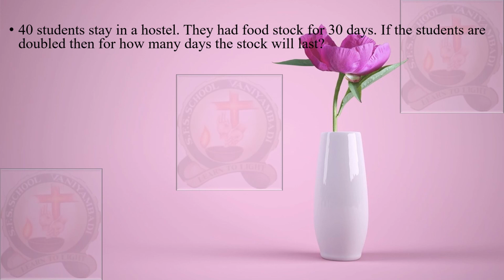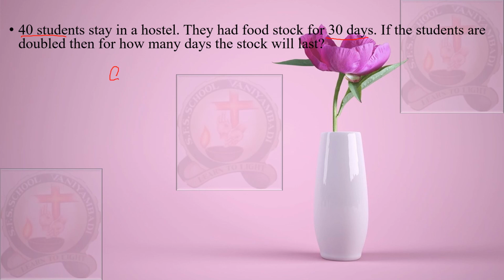The question is: 40 students stay in a hostel, they had a food stock for 30 days. If the students are doubled, then for how many days will the stock last? Okay, in the same way let us understand the question. 40 students, they had a food stock for how many days? 30 days. If the students are doubled, children, how many quantities are there?